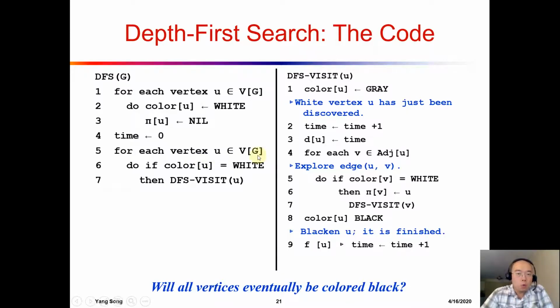And so it is safe that for each of the y nodes, it will receive at least one visit. After we visit that, and eventually after we call the DFS visit, that node will be colored black. So to answer this question, will all the vertices eventually be colored black? Well, the answer is yes.